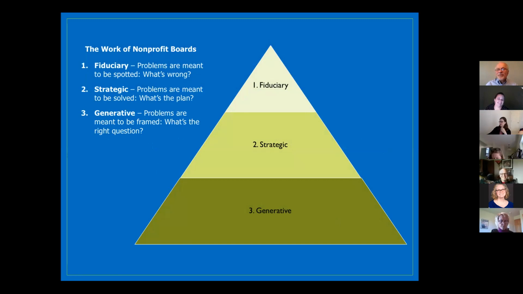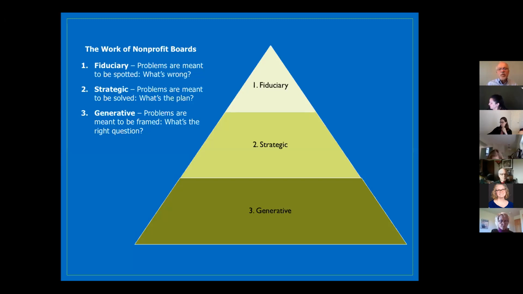So what I'm going to do is talk about this in a problem-solving mode. There are three modes of board governance. The first one is fiduciary, and Pam had talked about this. When we're in a problem-solving mode, problems are meant to be spotted. And the question is, what's wrong? So we look at financial reports, we hear program reports, and boards are in this mode of, okay, everything seems fine, or no, something's out of whack. So that's really the first mode of fiduciary.